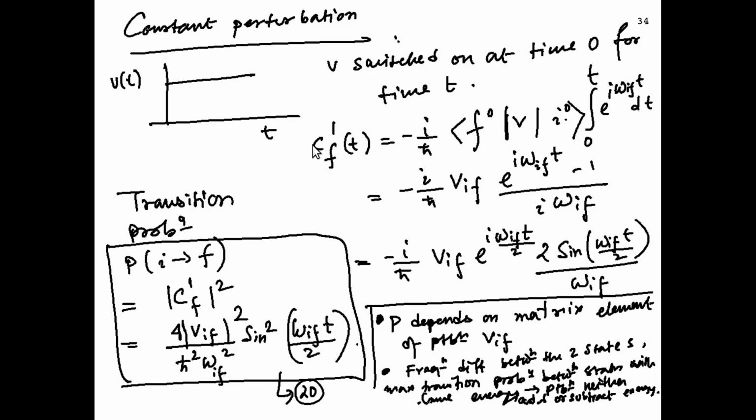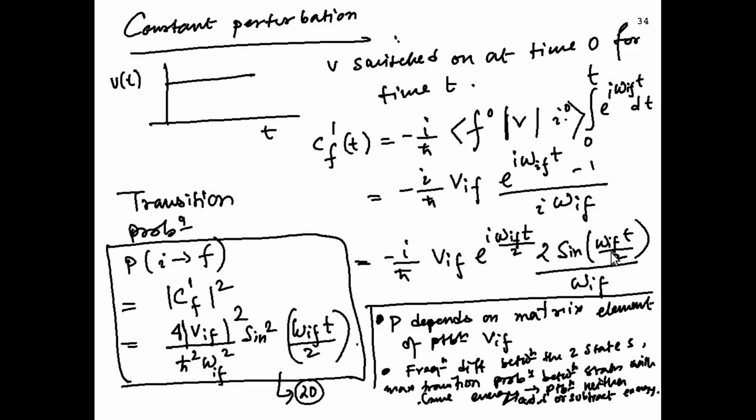So V is switched on at time 0 and it is kept on for a long time t. What will be the first correction, c_f^(1), the time dependence of c_f^(1)? We use the formula we derived. Just by applying the formula, in three lines of algebra, you can check it, we get minus i by h bar V_if, which is the transition amplitude from i0 to f0, e to the power i omega_if t by 2, dropping the subscripts of naught, times 2 sine omega_if t by 2 divided by omega_if.